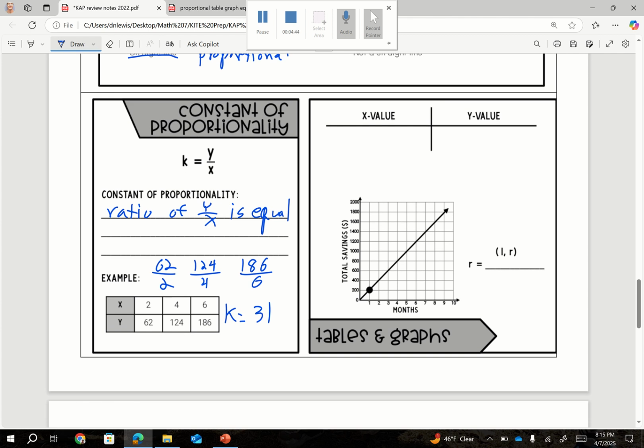Okay, in this last section, just a reminder that our x value is our independent variable. Our y value is dependent. And R here stands for unit rate.